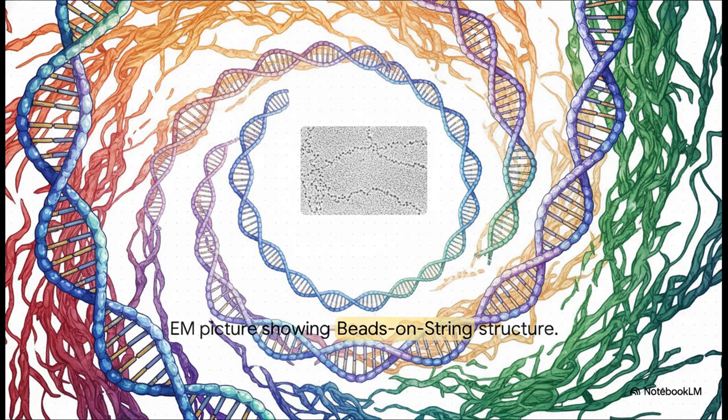When viewed under a powerful electron microscope, you can literally see these repeating nucleosomes. They physically appear as tiny little beads connected by the DNA string. Inside the nucleus, this repeating beads-on-string structure forms what we call chromatin, which are essentially thread-like colored bodies within the nucleus.